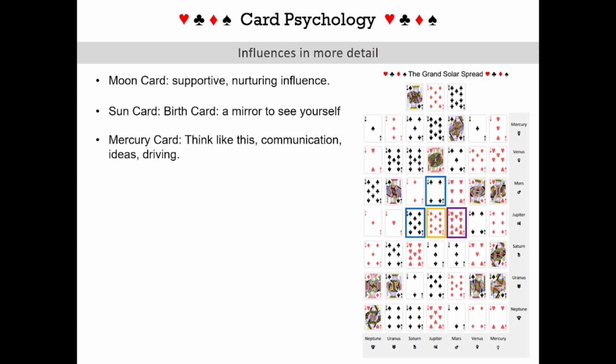So that's our Mercury card. Think like this, we communicate like this, rules driving, thinking ideas. Venus. So Venus is the Eight of Hearts and the Jack of Hearts vertical card. You love like this, your family, friends, your relationships.